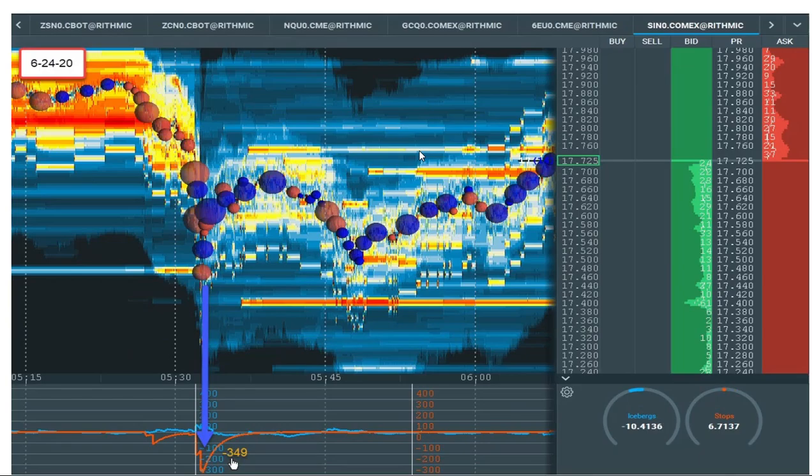So the next one is silver. This was on 6/24. Again, you see the monster stop run. Again, in silver, anything over 50 stops is a lot. Anyway, this is 349. I don't know why that's not coming off right now. There we go. 349 is 5 times normal. So that should really make you take notice.